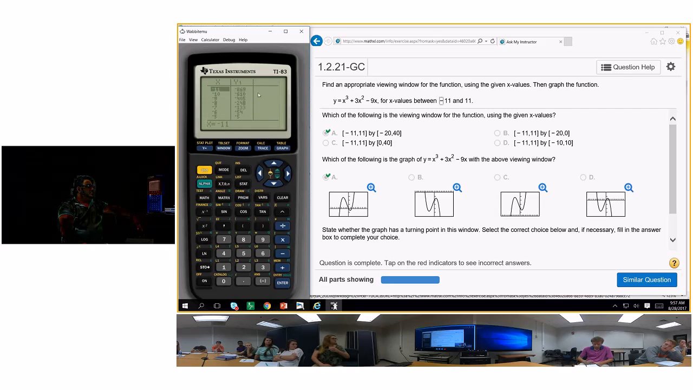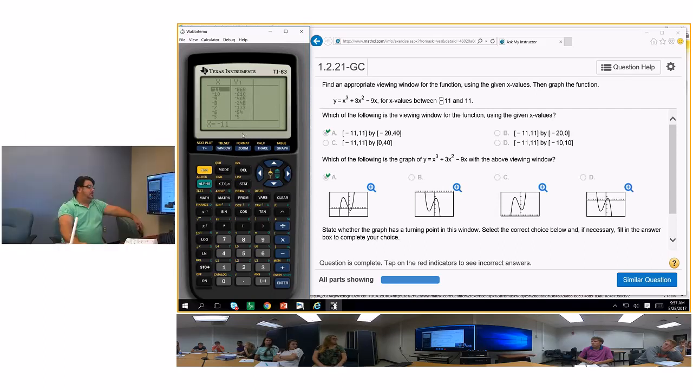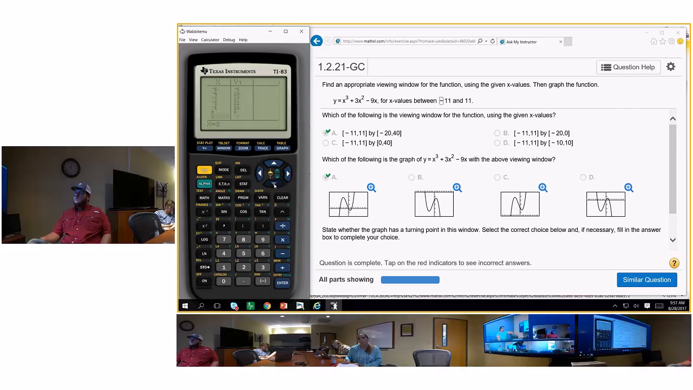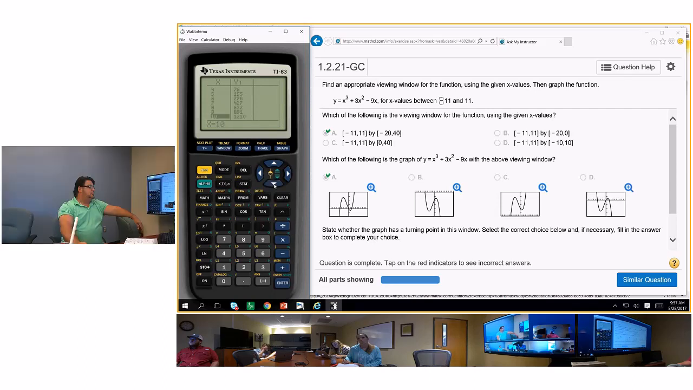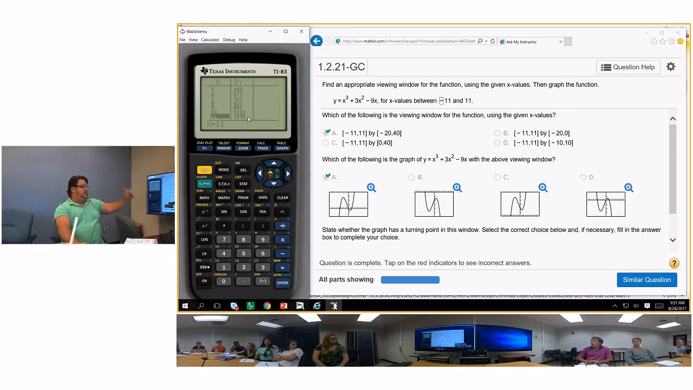-11 is what? -869. And positive 11, go down. Is a big number, 1595. So in the y direction, you've got to cover from negative 869 in the bottom direction to 1595.